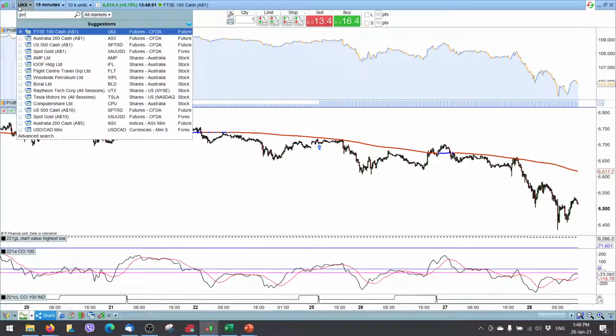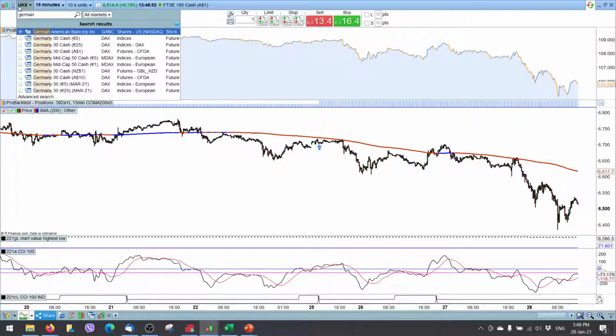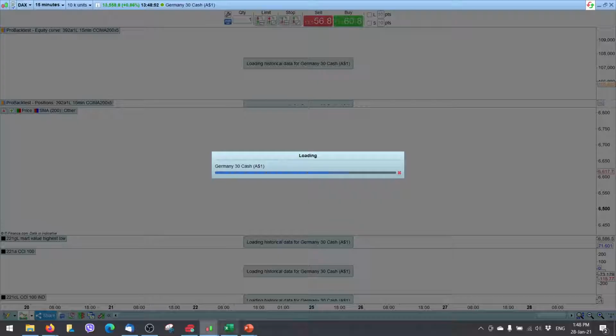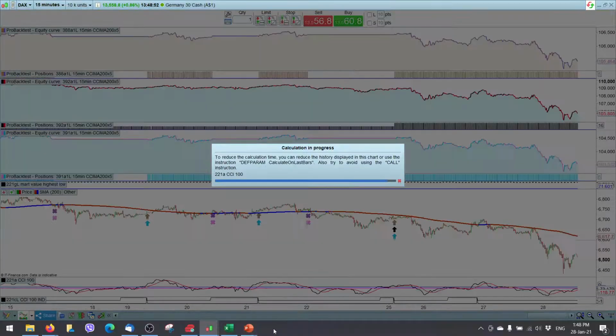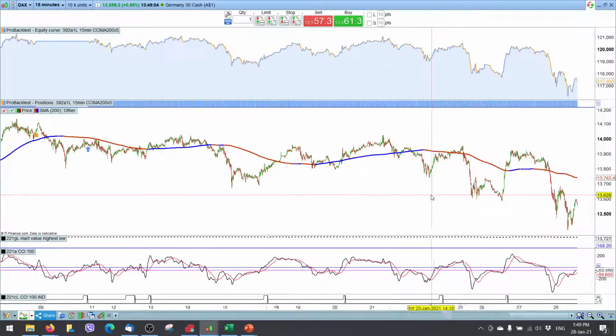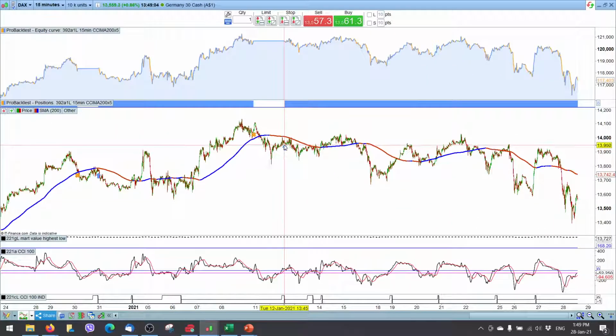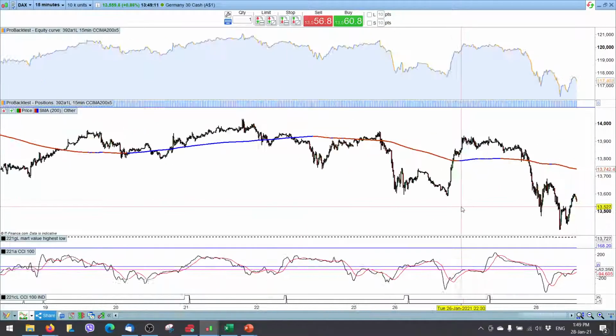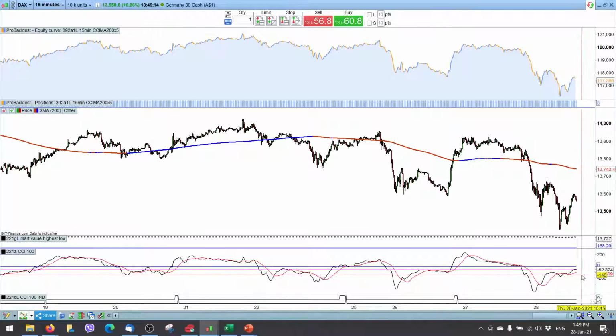German DAX. Again, this has behaved a bit more erratic compared to the US market. We entered a lot of contracts there, and we're looking at possibly entering another lot in the coming hours. We'll see how that performs.